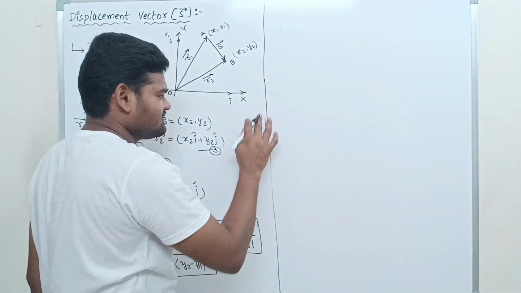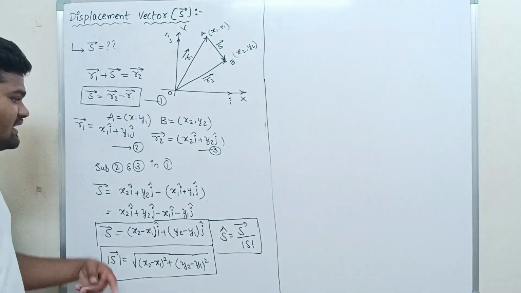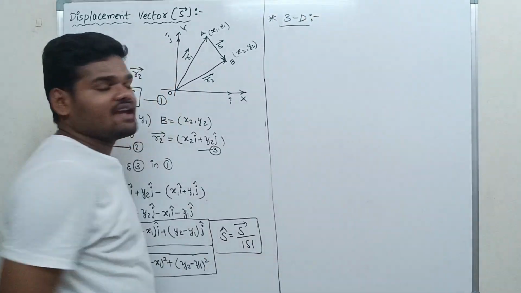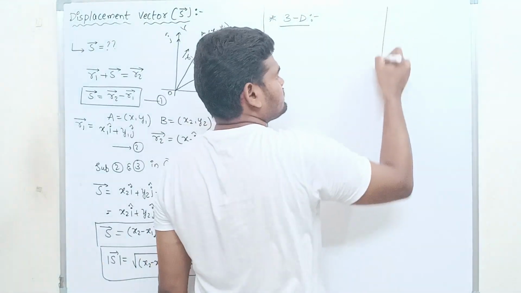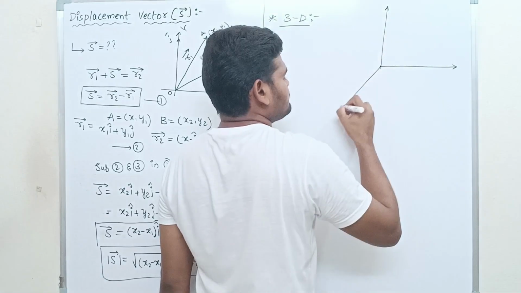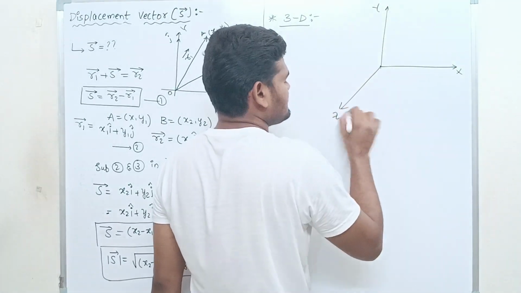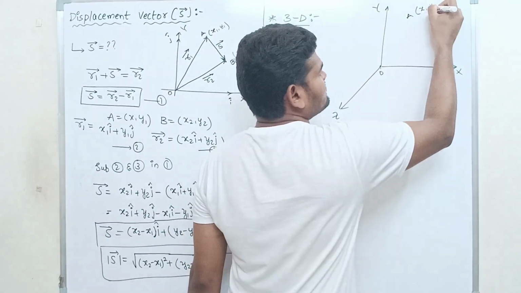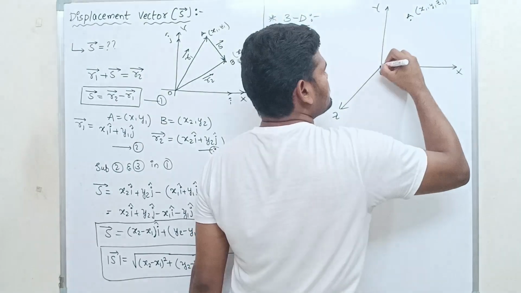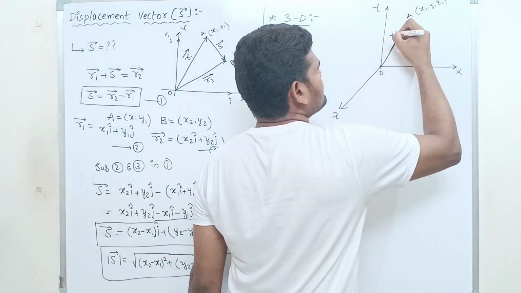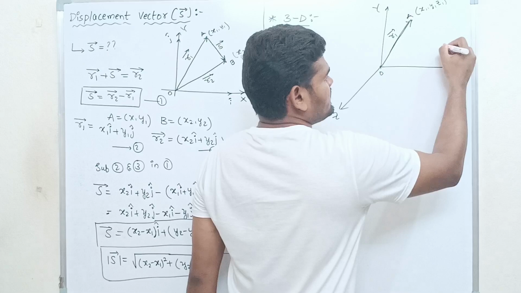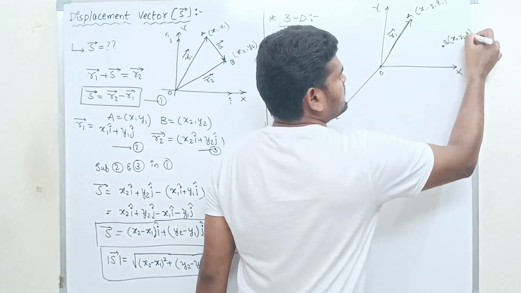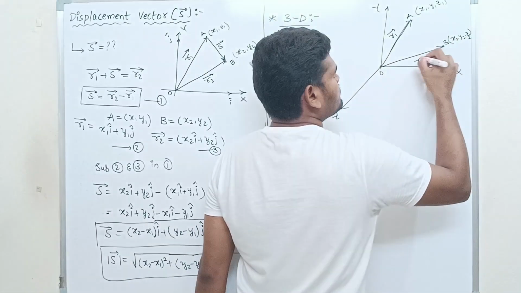So already we have discussed. Right. So next we have to find the displacement vector in a three-dimensional coordinate system. In 3D we have to find it. So in a three-dimensional coordinate system, this is the x-axis, y-axis, z-axis. From the origin there is a point A. The coordinates of point A are x1, y1, z1. Now the position vector of this point A, let us say r1 bar. Another point B is there. The coordinates of point B are x2, y2, z2. And this is r2 bar.